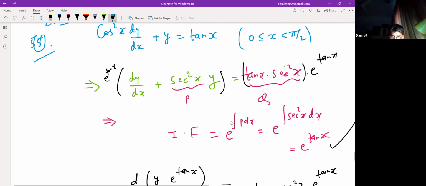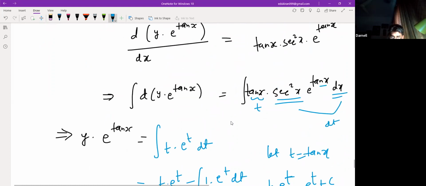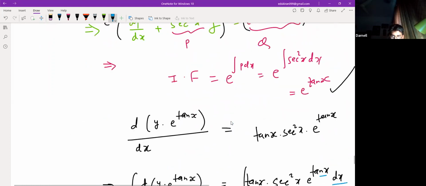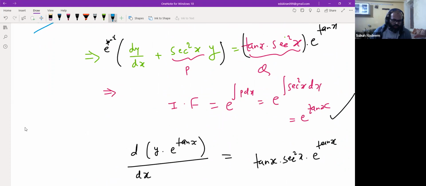I didn't understand the part after you did the integrating factor, the dy into e tan x form. So after that, what do we do now? Derivative of y into e to the power integral of p dx, that is the integrating factor. This is what we get basically, so that is what we have written.